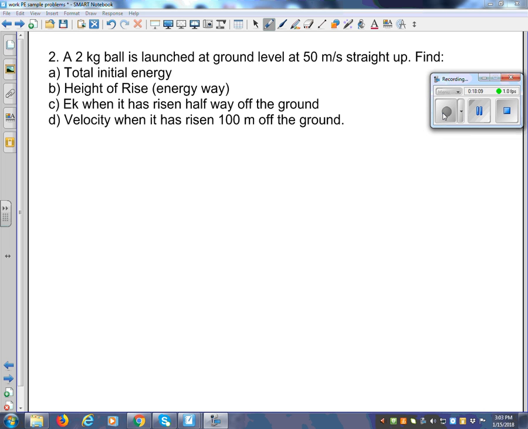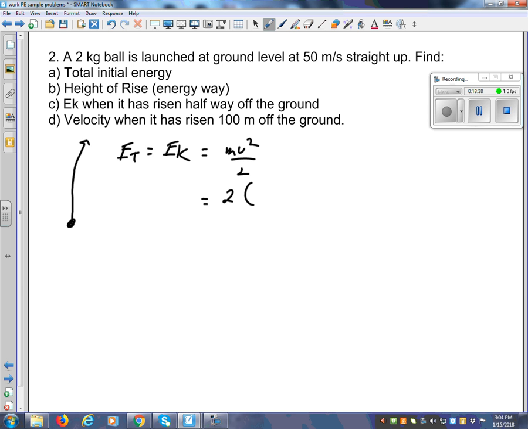Okay, 2 kilogram ball launched at ground level at 50 meters per second straight up. Find the total initial energy. So now at the start, I know you guys always say, well, it's 0 because it's just sitting there. No, no, no. As it's being launched, right? So the total energy at the start is all kinetic, right? So it is moving. Yes, mv squared over 2. 2 kilogram ball, 50 squared divided by 2.